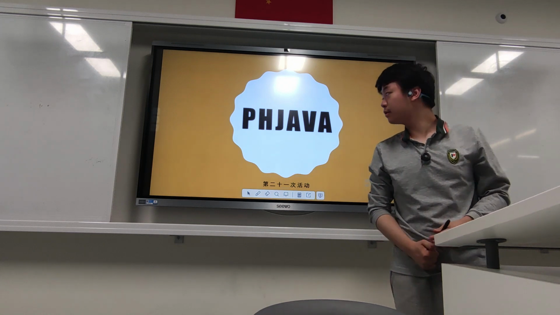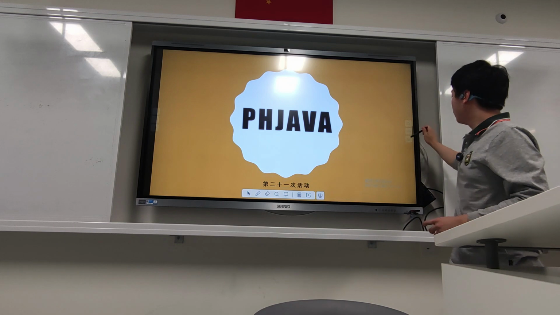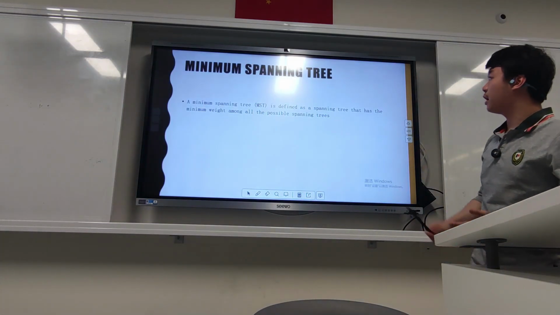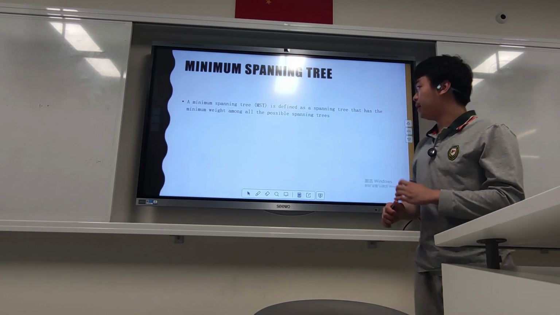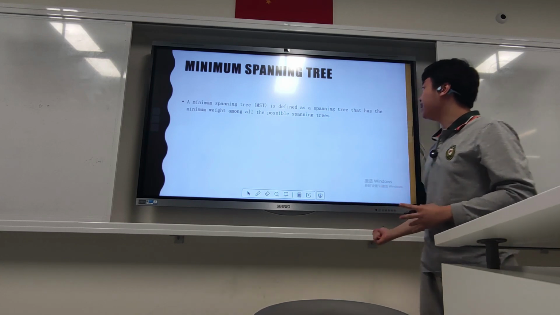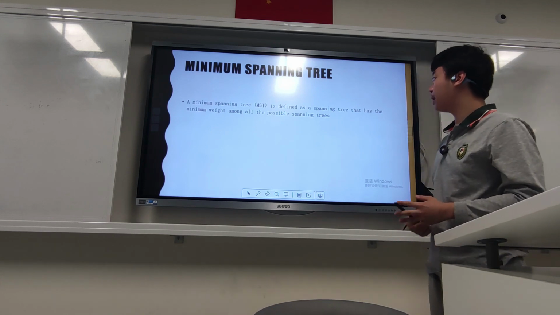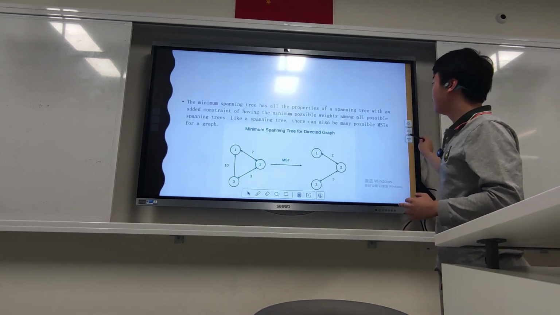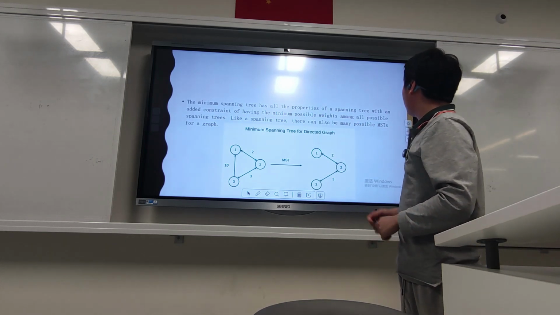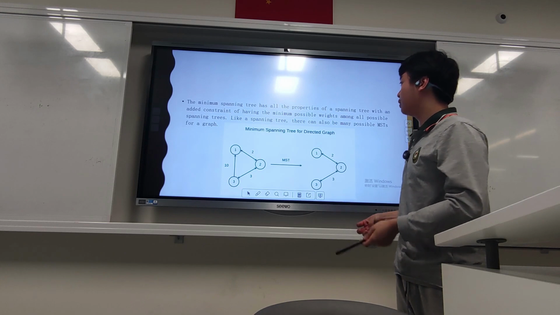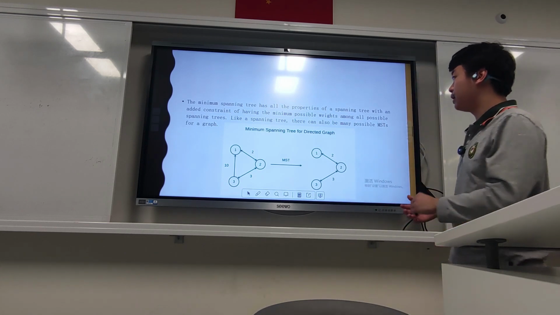Okay, hi everyone. So today we will continue to explore the graphs. Today our topic is minimum spanning tree. A minimum spanning tree, MST, is defined as a spanning tree that has the minimum weight among all the possible spanning trees. So the minimum spanning tree has all the properties of a spanning tree with an added constraint of having the minimum possible weights among all possible spanning trees.